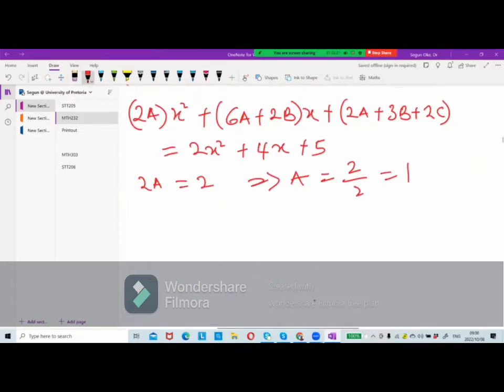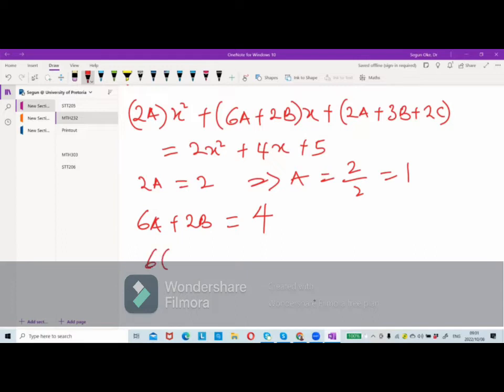Okay. Now, let's go ahead. 6a plus 2b equals to what? 4. Because s will have cancelled like I did the other time. Equals to 4. We know a to be 1.